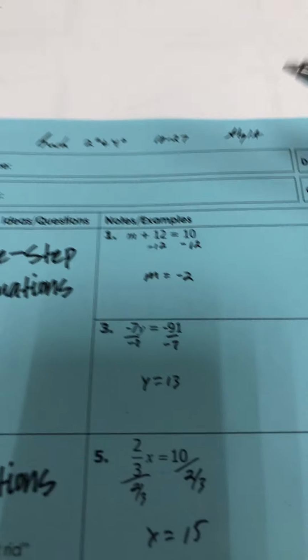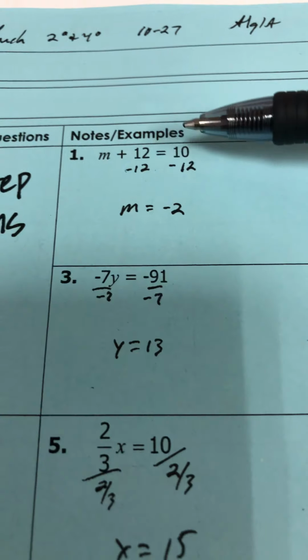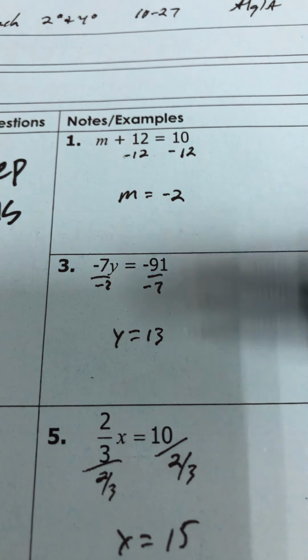Hello, Algebra 1A students. I'm looking at, for Buchanan, this one-step equation and two-step. I think you guys took these notes in class, but I just want to go over them real quick before I get to the assignment.